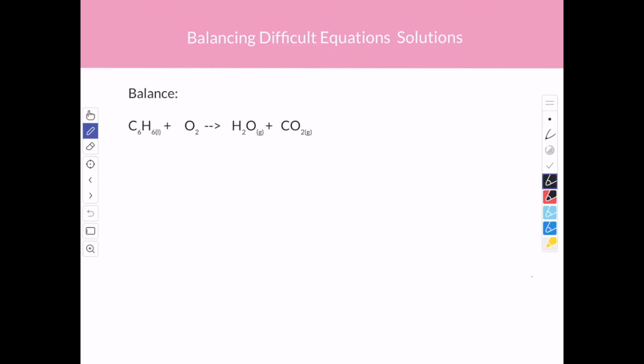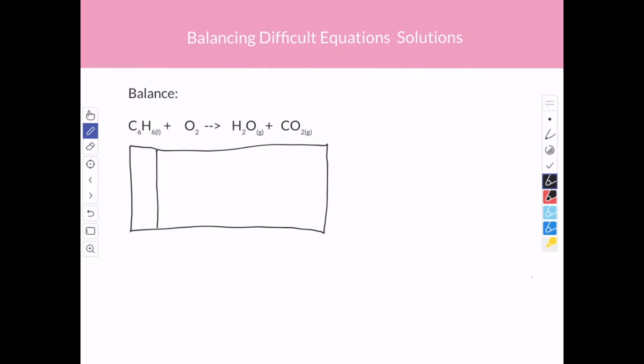So we have what we call a hydrocarbon, a compound of carbon and hydrogen, reacting with oxygen to produce water and carbon dioxide. We call this a combustion reaction. And these are those situations where we tend to sometimes run into this problem that we discussed. So we do what we always do. We make our chart with our elements present.